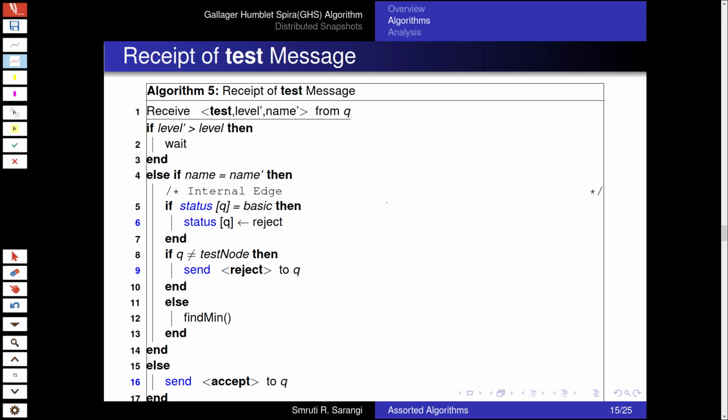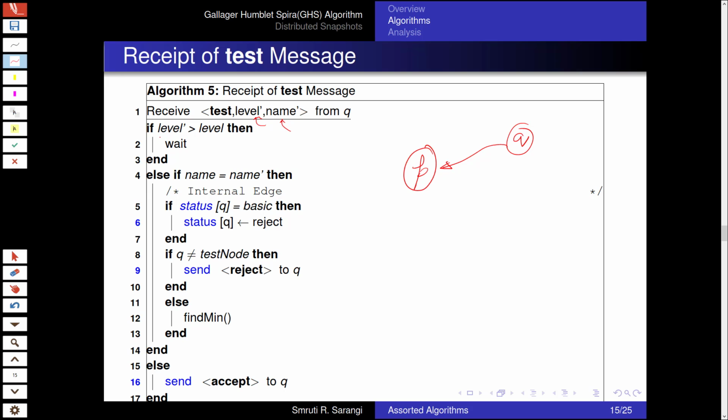Fine, so receiving a test message. Again, same convention, I am node P. I receive a test message from node Q. So this PQ stuff can be quite confusing. In fact, the first time that I read it, I thought it was pretty challenging. But that said and done, now I've gotten used to it. You also will be. So this is basically that I am P, getting a test message from Q, and level dash and name dash are Q's level and name.